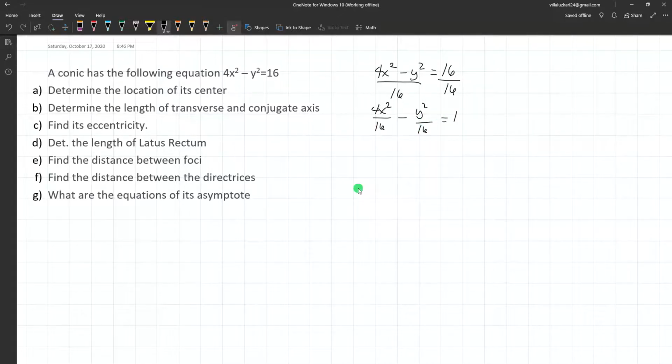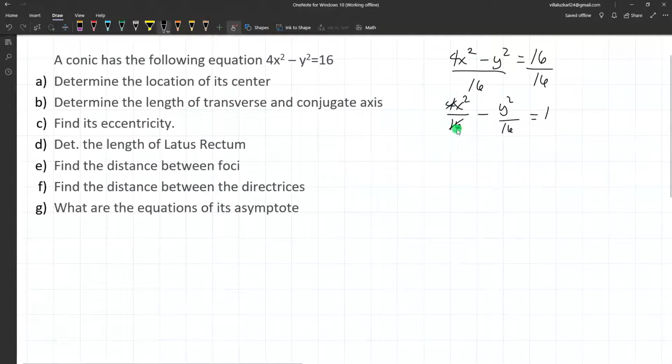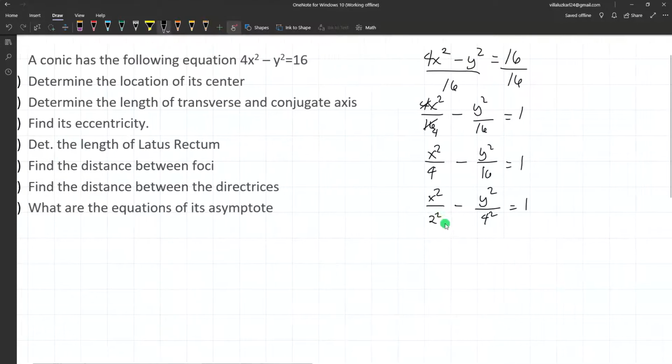Now, we can cancel out 4. What remains is 4 on the denominator. So x squared over 4 minus y squared over 16, or let's change that to the equivalent square: x squared over 2 squared minus y squared over 4 squared. 4 is equivalent to 2 squared, equals 1. Now, we have the standard form of the equation.